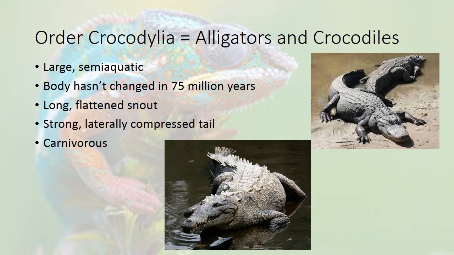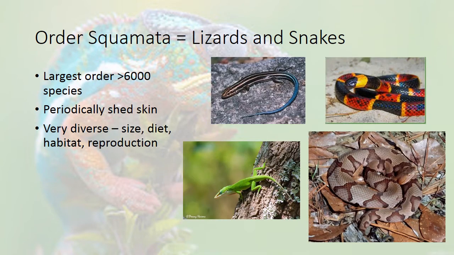They have a strong, laterally compressed tail, so it's kind of like a keel. It helps them get through the water, propel them through the water. And these guys are carnivorous.